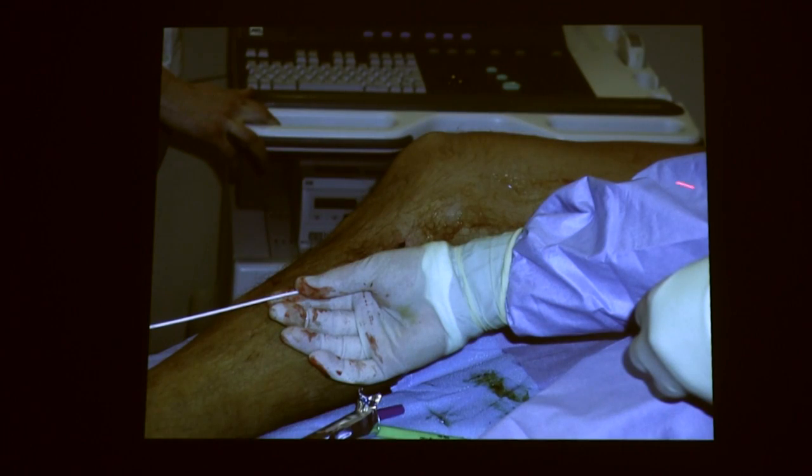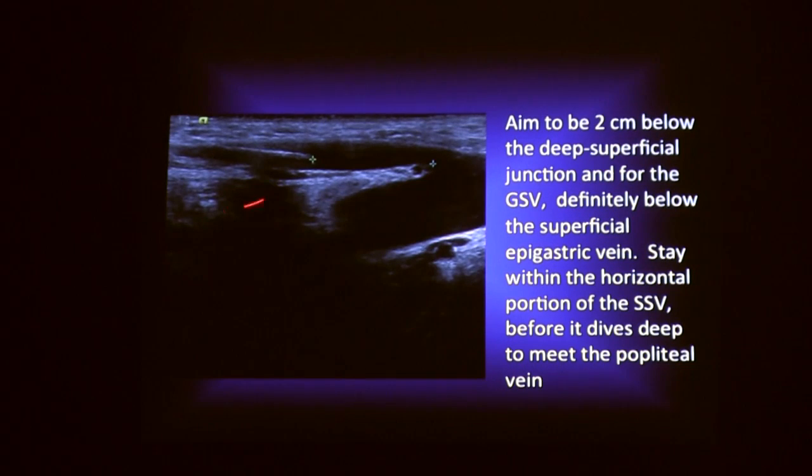Then we advance a catheter into where we want, and then we use ultrasound at the groin. Remember that saphenofemoral junction we talked about? We use that to measure and make sure this is the deep vein. I don't want to be there. I want to be in the superficial vein and closing as much of it as possible, but staying safe. And that's what I'm measuring here.